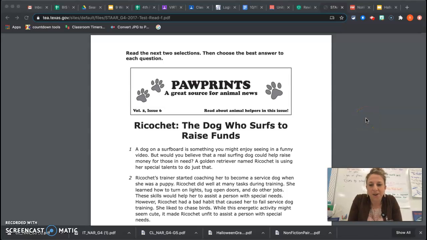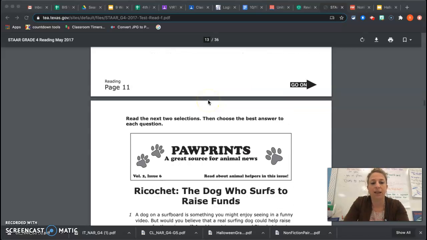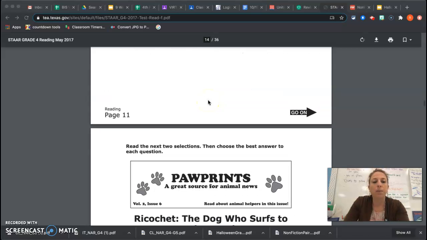Okay, so now I want us to look at some examples of a paired passage and what you're going to be working on today. So when you get to a paired passage, like in a test, usually in the directions, it's going to say read the next two selections. Selections meaning stories. And so you're going to notice here, we have one page.